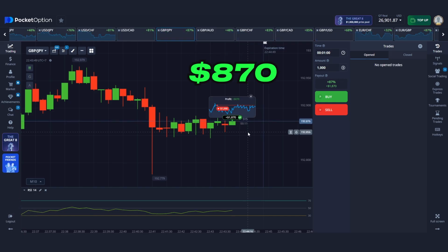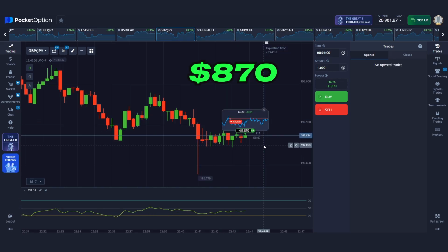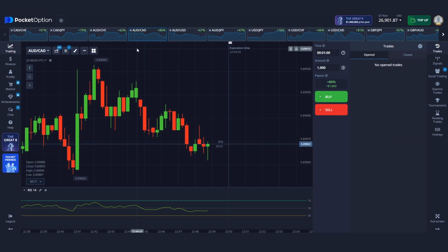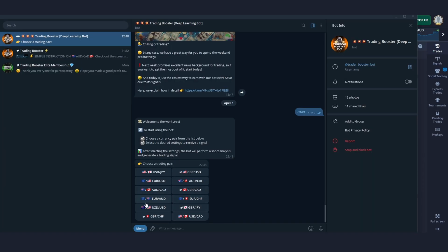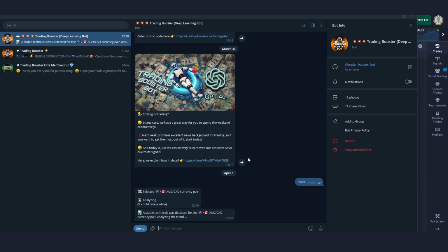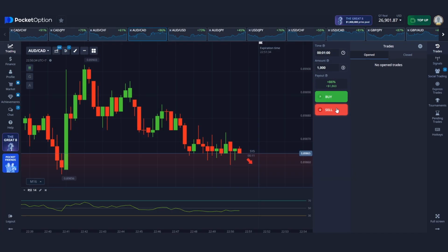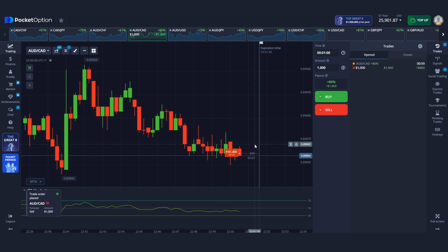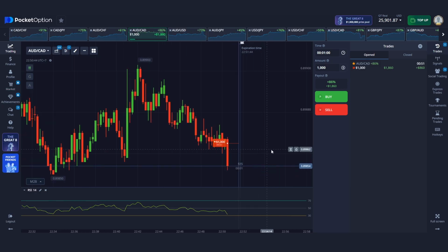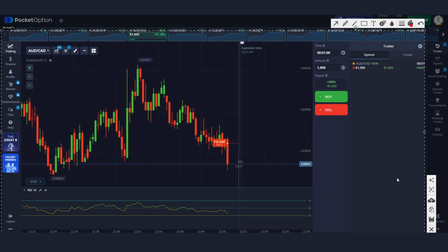A great trade brings me profit and covers my previous loss. I will also open the next trade for $1,000. I choose the next currency pair, the Australian Canadian dollar. I switch to the bot booster, select the same currency pair, and wait for the signal. I receive a sell signal, and right from here I open a sell trade. Since the indicator value is at its lowest, we are in the seller's zone. Accordingly, from this zone we can confidently open sell trades.